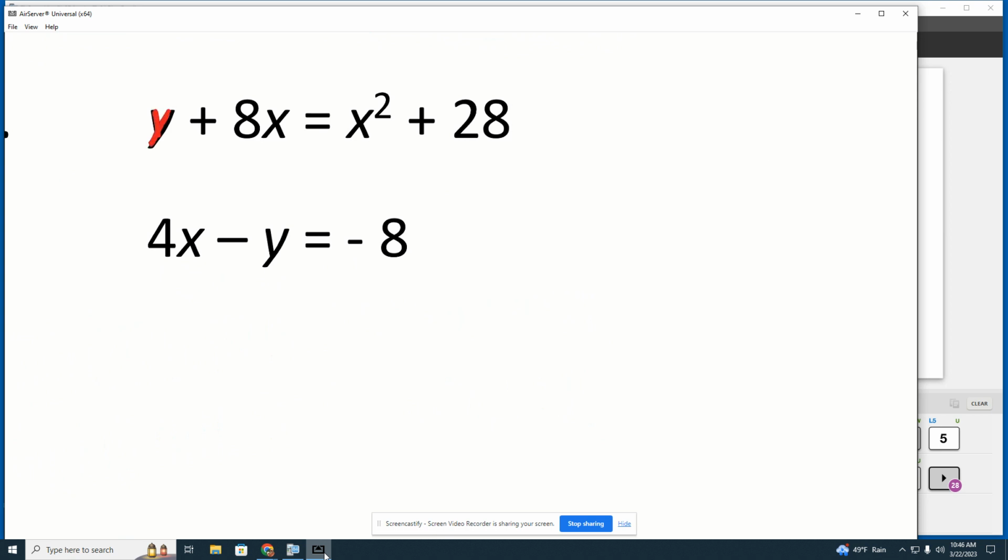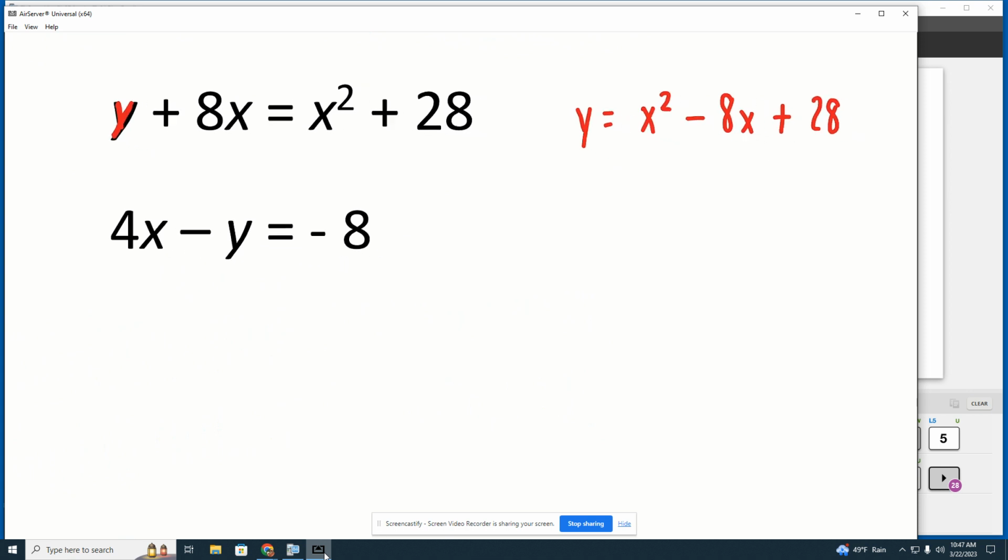So let's start with this first one. What do I need to do to get y alone? All right, personally, when I subtract 8x, I like to put it in standard form. So I'm going to write y equals x squared minus 8x plus 28. If you didn't put it in standard form and you typed it in your calculator not in standard form, will it still graph it correctly? Yes. But I like to put them in order, so there it is. Y equals x squared minus 8x plus 28.